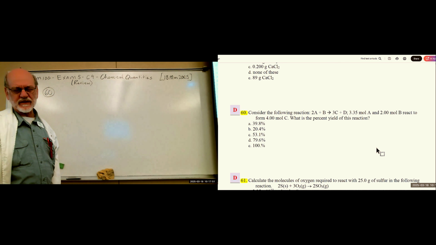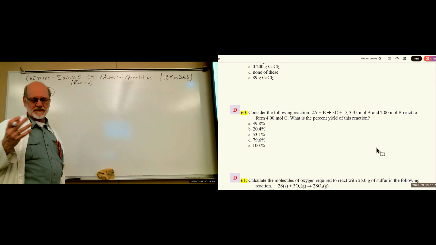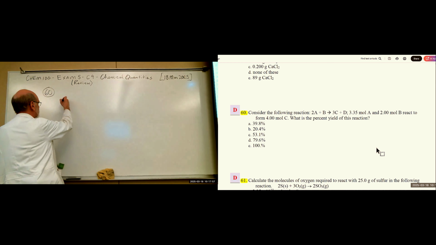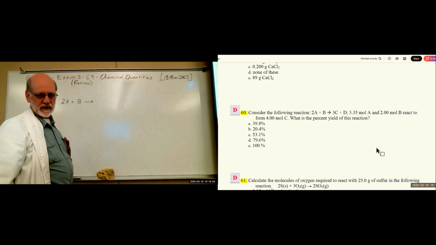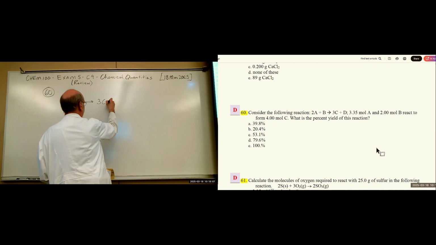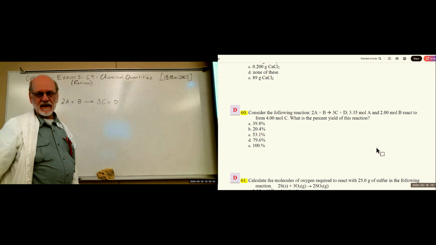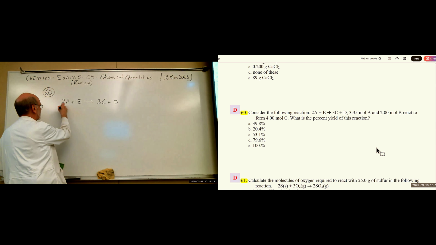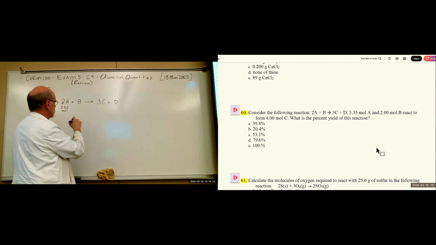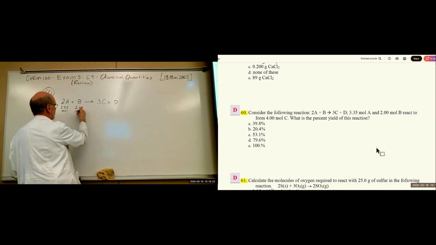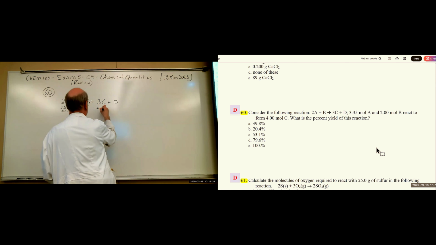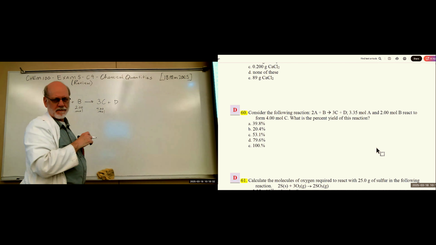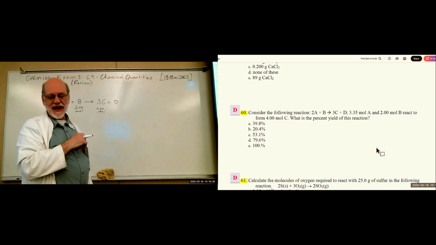Okay. Consider the following reaction. This is kind of a generic thing with substituted letters: 2 A's plus a B yields 3 C's plus a D. 3.35 moles of A and 2 moles of B react to form 4 moles of C. What is the percent yield of this reaction?